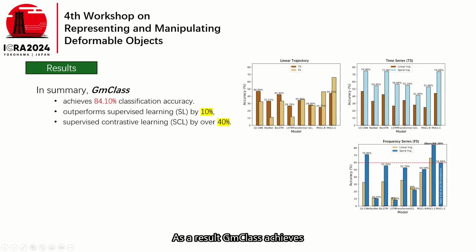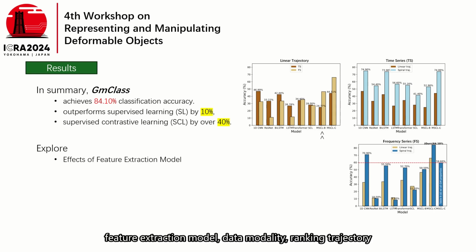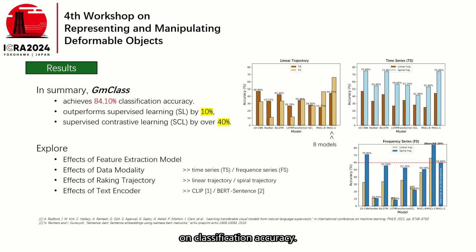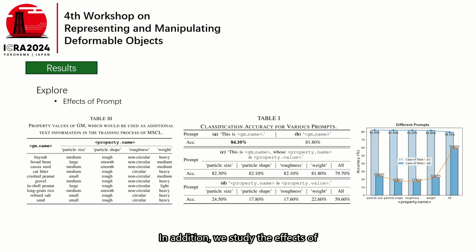As a result, GmClass achieves 84.1% classification accuracy and outperforms supervised learning, SL, by 10%, and surpasses supervised contrastive learning, SCL, by over 40%. We also study the effects of the feature extraction model, data modality, trajectory in data collection, and text encoder on classification accuracy. In addition, we study the effects of textual prompts.